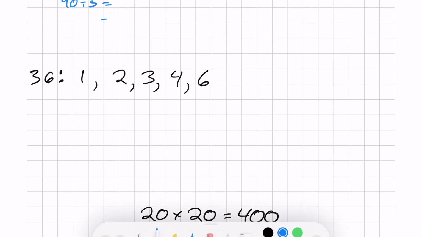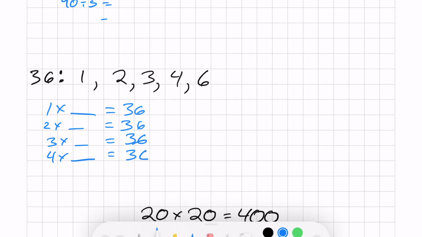1 times something equals 36, and I could say to myself, what times 1 equals 36? And I can do that all the way down with the numbers that I already have. Or I could use division, right? So I could say 36 divided by 1 equals, right? Because these are fact families. So I can use multiplication to divide, or I can use division, right?